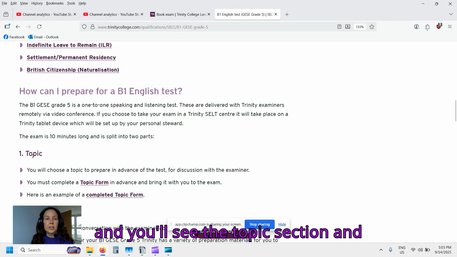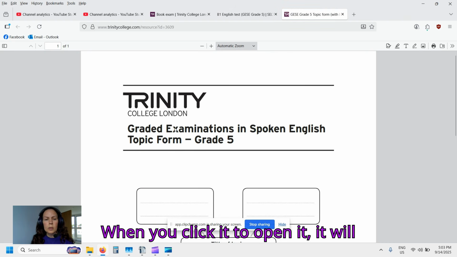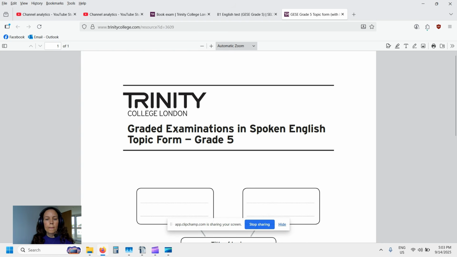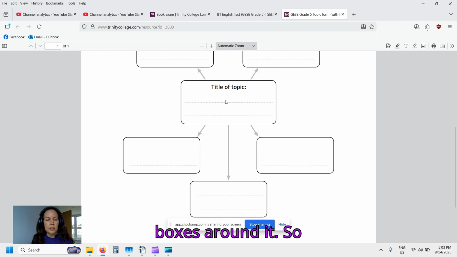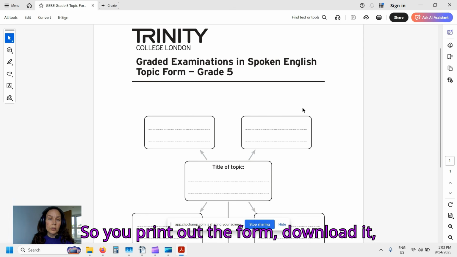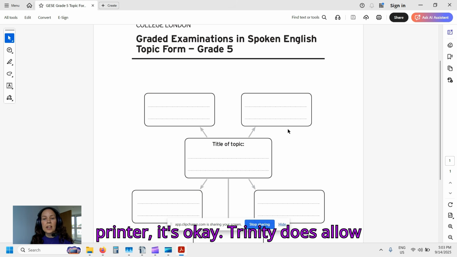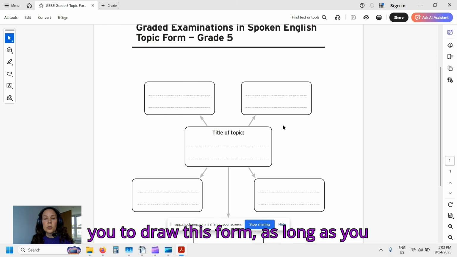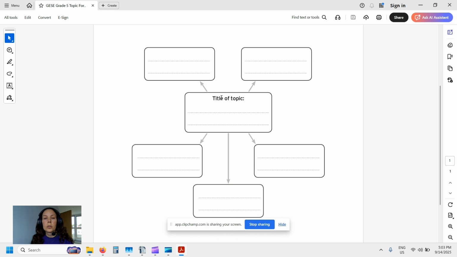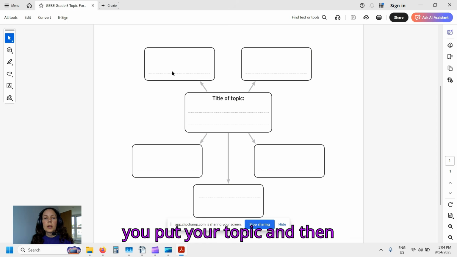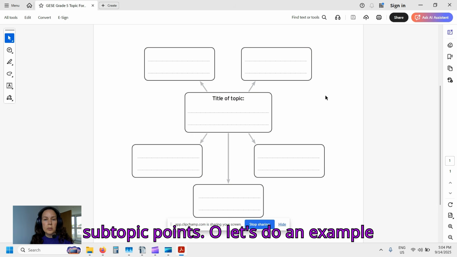And you'll see the topic section, and you'll see a topic form. Let's look at this. When you click it to open it, it will look something like this. You'll see one box with 5 boxes around it. So you print out the form, download it, print it out. If you do not have a printer, it's okay. Trinity does allow you to draw this form as long as you draw it like this so that it looks the same. In the center, you put your topic, and then around the sides, you do your 5 subtopic points. So let's do an example now.